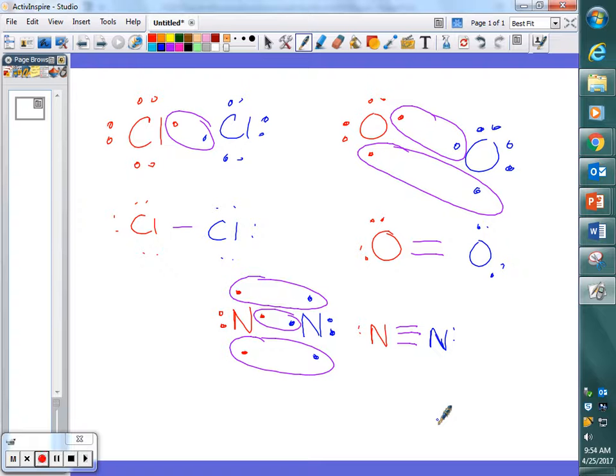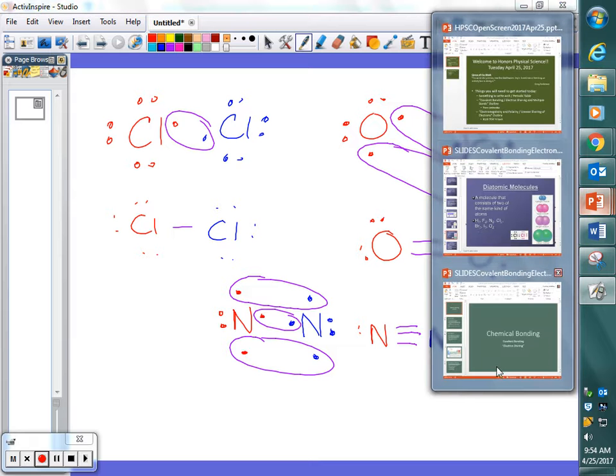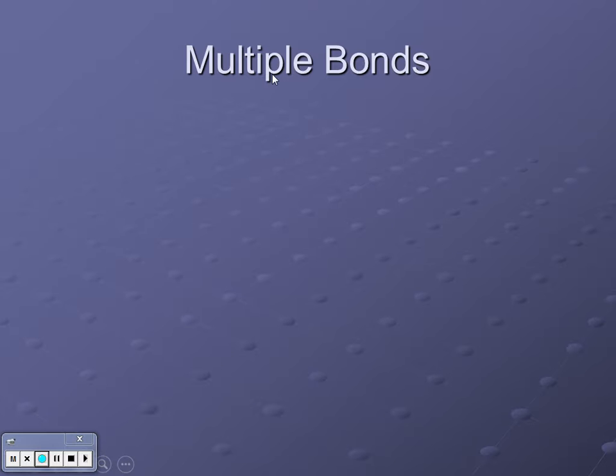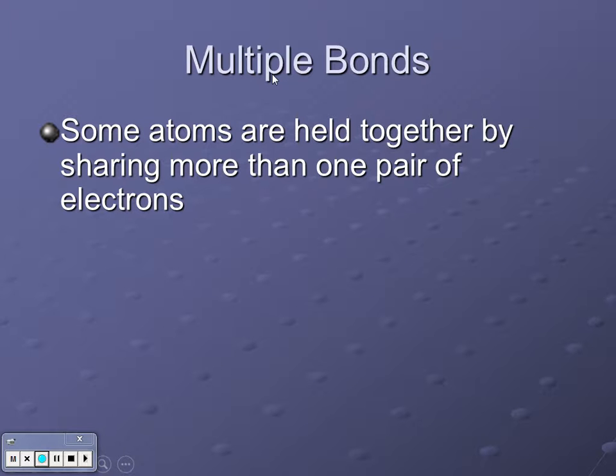So in both of these cases with oxygen and nitrogen, we've ended up with both of our atoms having 8 valence electrons. We just had to share more electrons to do it, right? Which is okay, because the end goal is to end up with 8, no matter how we get there. So in this situation, we refer to this as multiple bonds or multiple covalent bonds. Some atoms are held together by sharing more than 1 pair of electrons.